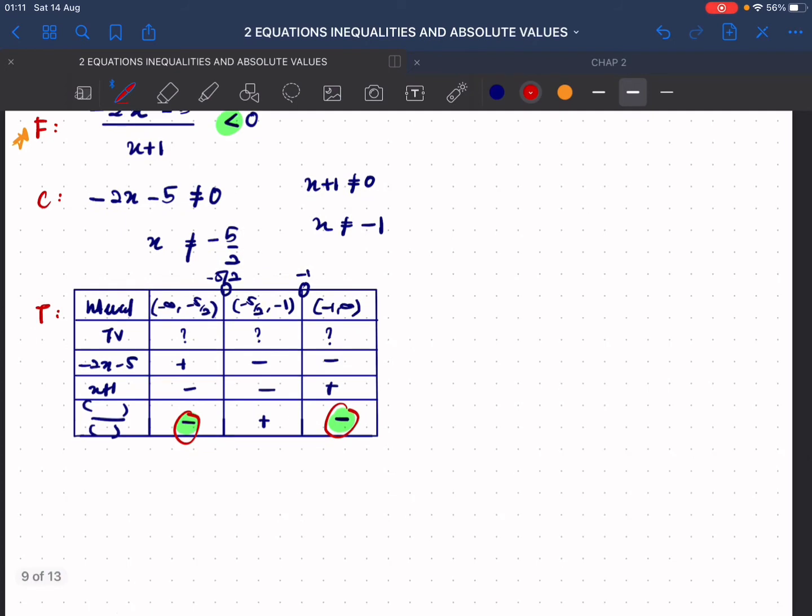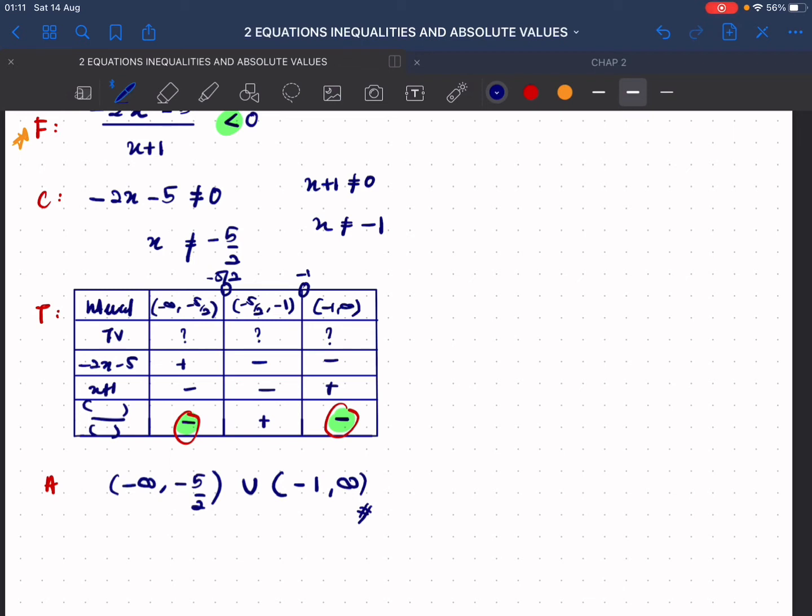So pergi dekat interval kita. So our final answer should be our A ialah negative infinity, negative 5 over 2, union. Nak campurkan dia letak union negative 1 to infinity. Okay, so this is our final answer.